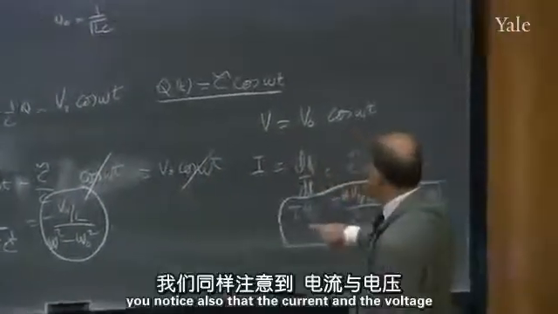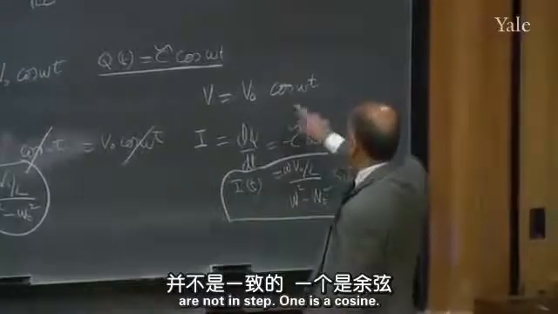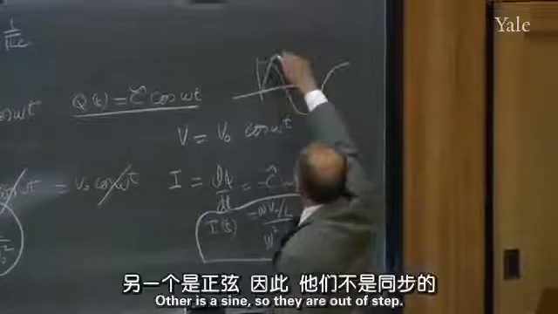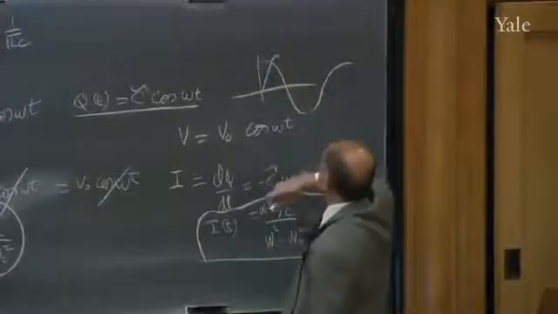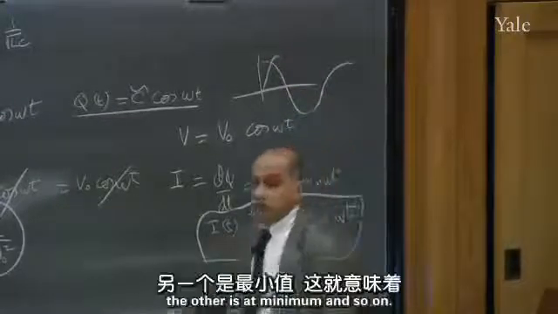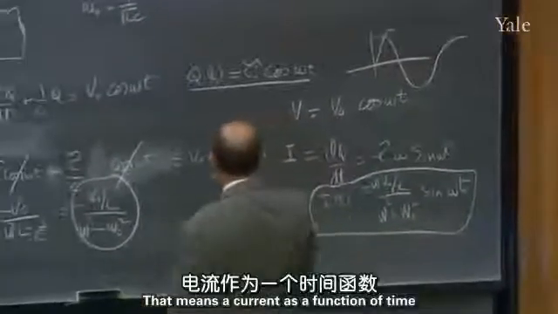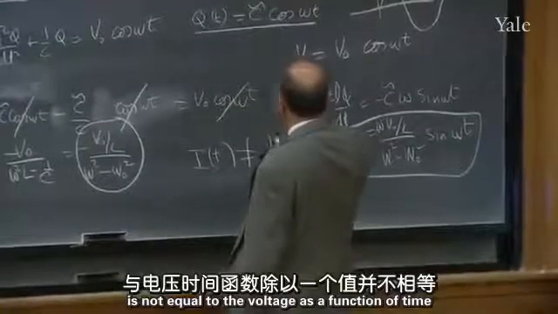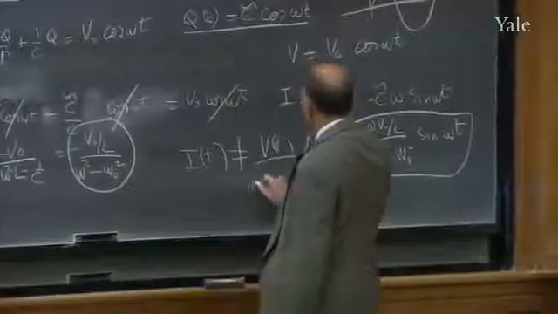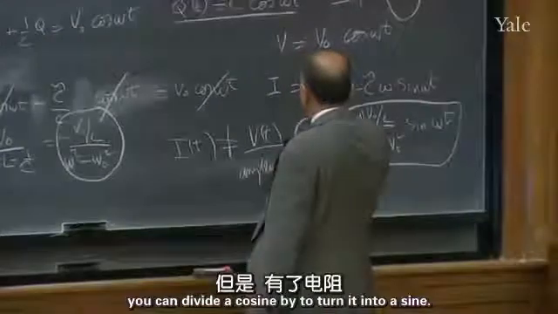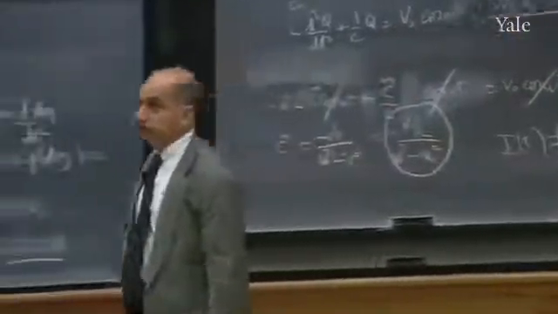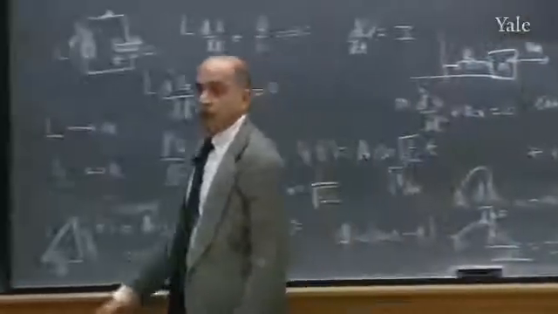You notice also that the current and the voltage are not in step. One is a cosine. You know what the cosine does. It does that. The other is a sine. So they are out of step. When one is a maximum, the other is a minimum, and so on. That means the current as a function of time is not equal to the voltage as a function of time divided by anything. There is nothing you can divide a cosine by to turn it into a sine, whereas with resistors, you just divide by R, you get the current.